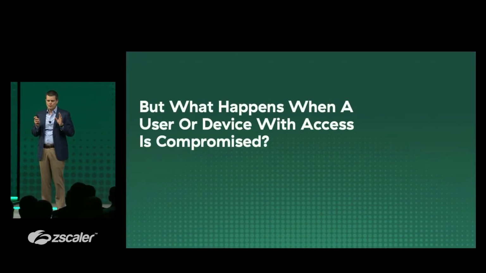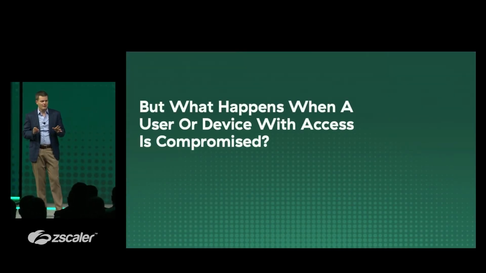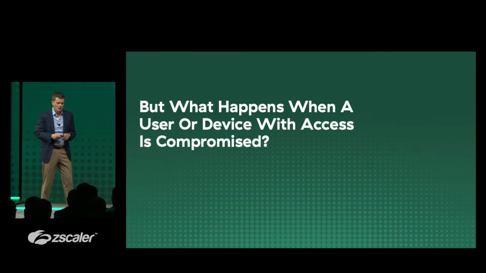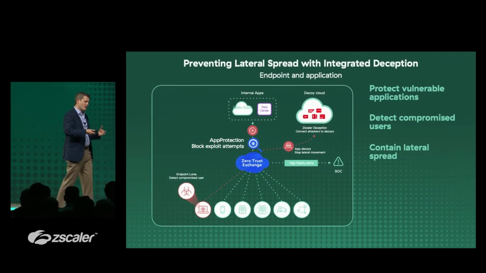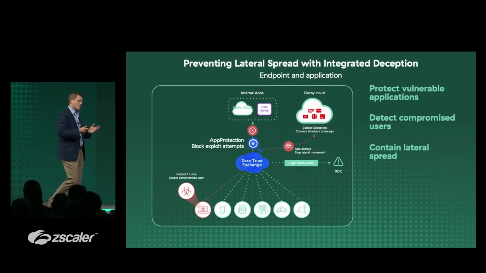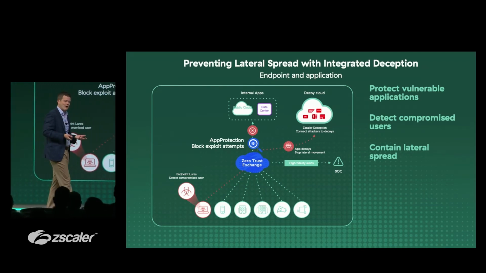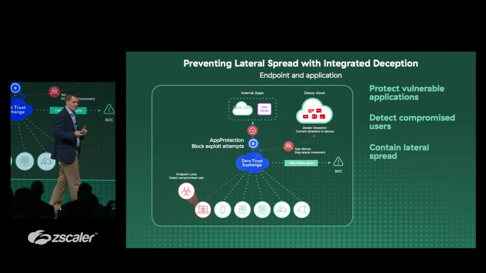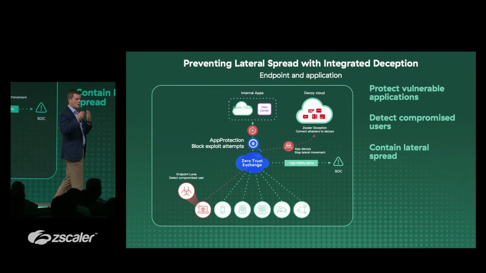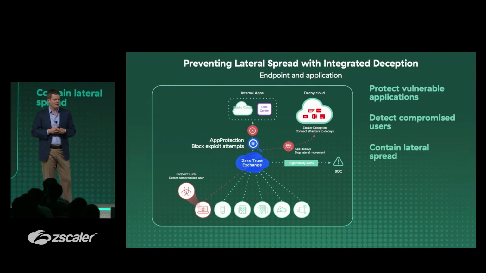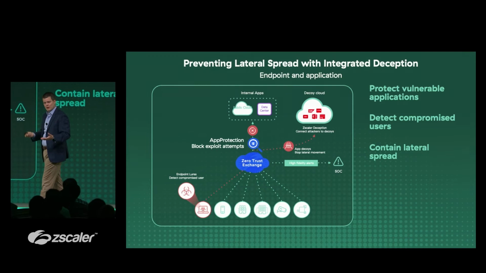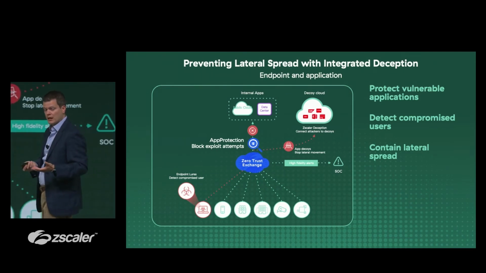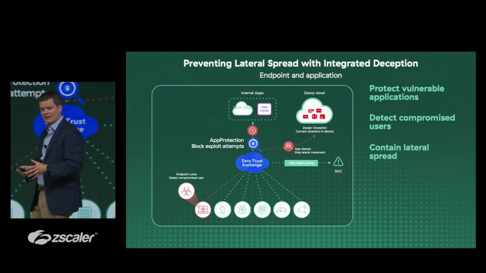Even with the most perfectly managed attack surface, users can and will be compromised. So what happens then? For us, we have a suite of capabilities that we introduced inside of ZPA over the last 6 to 12 months that we're doubling down on. Application protection helps protect vulnerable applications. Deception, we're extending it not just from the application layer, but also out to the endpoint. And we're going to walk through a little bit of how that helps understand when a user is compromised and contain the lateral spread event.